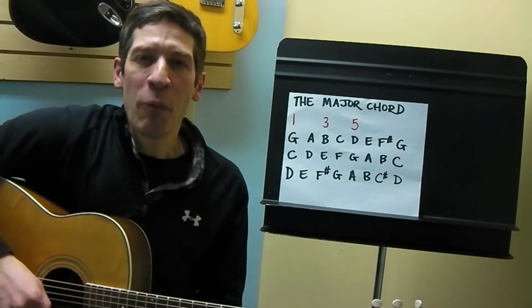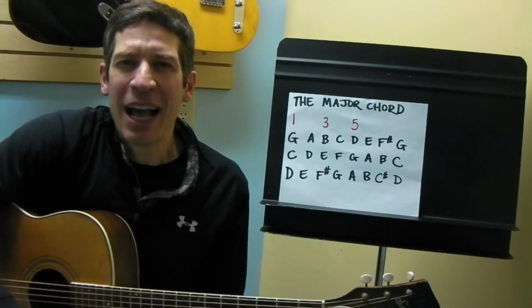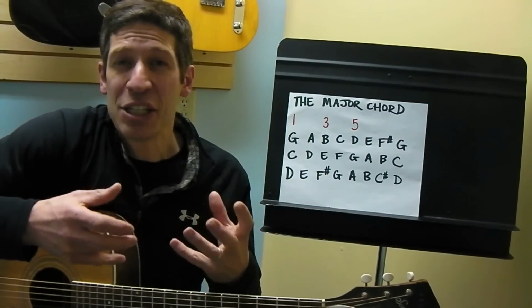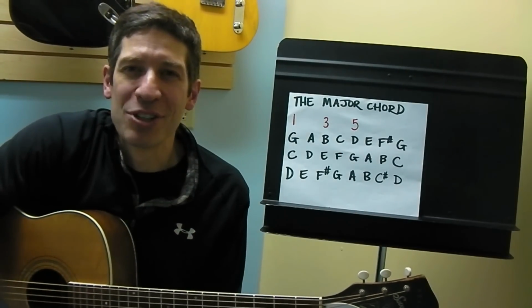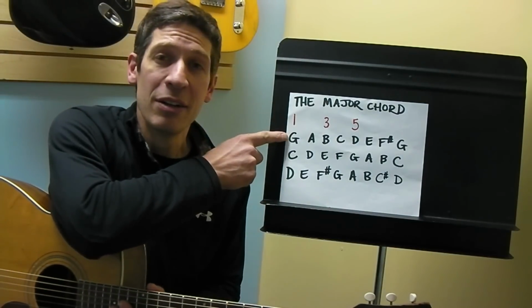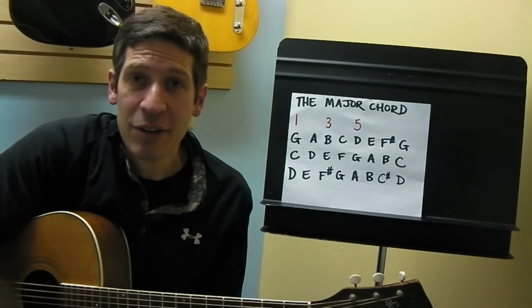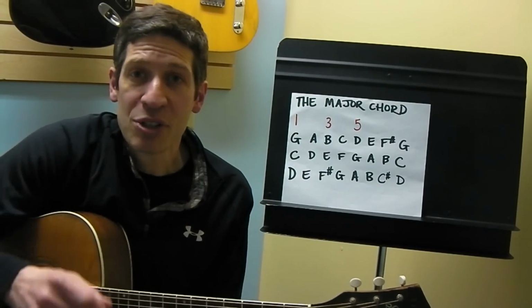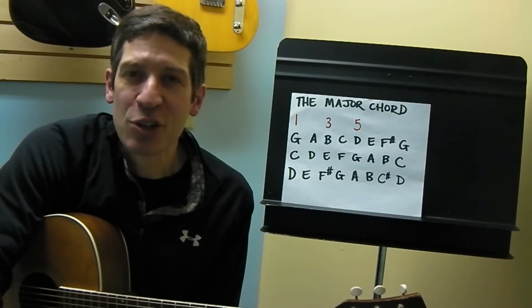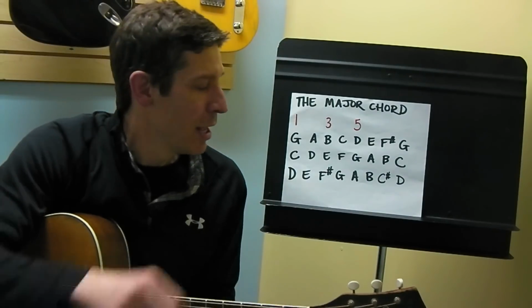So hopefully you're getting a grasp as to the kind of easy math, the easy formula involved in major chords. You find a major scale, you play the first, third, and fifth notes from the major scale, you strum those notes all at the same time, and you get a major chord. Pretty simple, right? Let's move on.